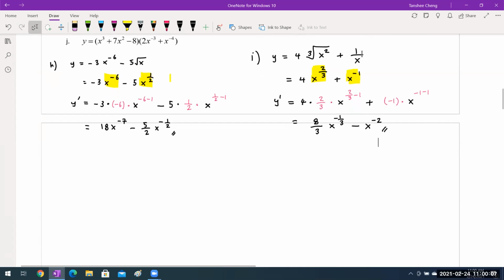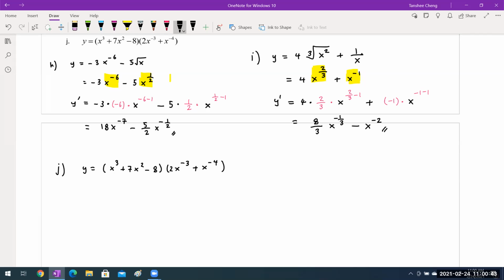Let's take a look at J. So J, y is equal to x to the 3rd power plus 7x to the 2nd power minus 8, times 2x to the -3 plus x to the -4 power. In the past, what I see is a student will try to distribute it, and then that will look like a polynomial, right? Everything's in like a sum of differences, and then take a derivative.